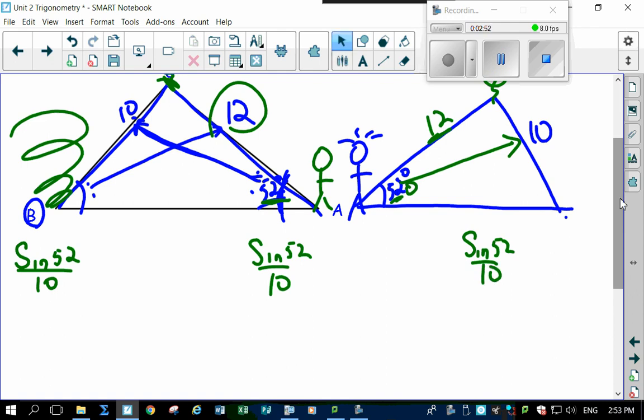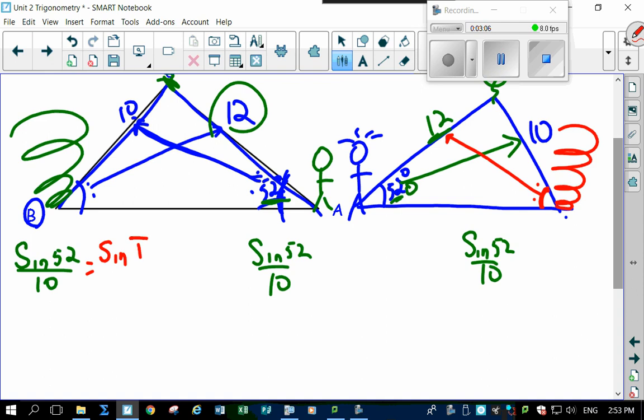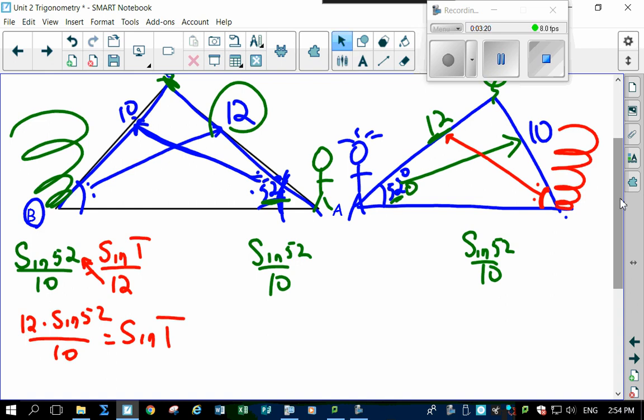The first time you're going to use this, you're going to find this angle. This is the angle of the tornado, right? So that angle goes with 12. So sine of the tornado angle goes with 12. Solving this out, cross multiply, that would be 12 times sine 52 over 10, and that works out to be sine t. You have to inverse sine to find it.